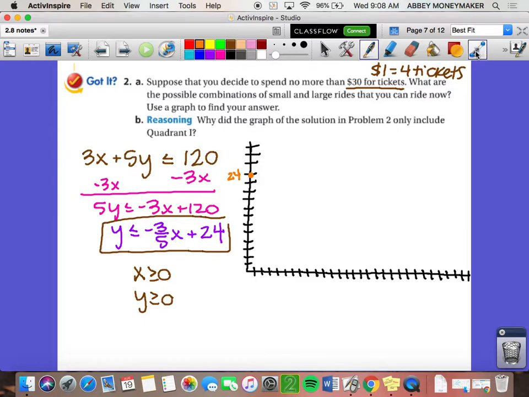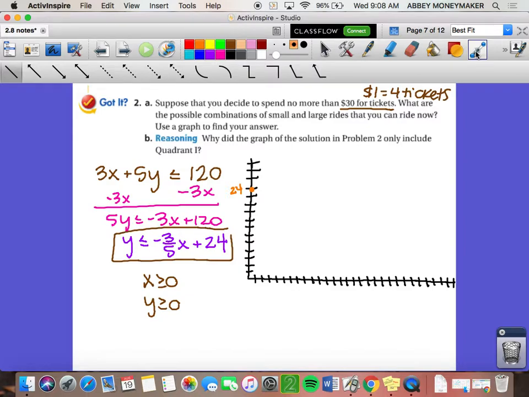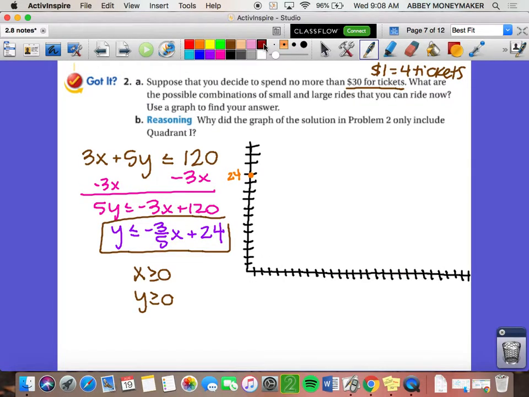Okay, again, I don't have super nice graph paper. However, I'm going to show y'all a shortcut. I was on the line. Ooh.